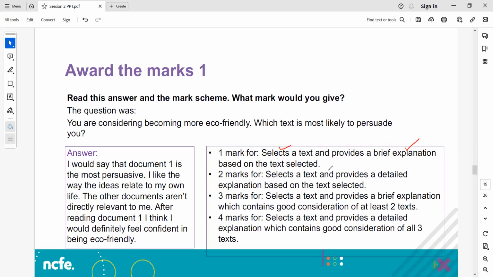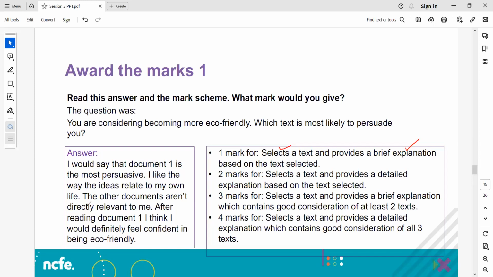Have they provided a detailed explanation based on the text selected? Is it detailed? "Yes, I would like to feel confident by being eco-friendly." He said his opinion about the document. He's repeating his opinion, but has he given a more detailed explanation of the text? No, he didn't have any quote from the text.